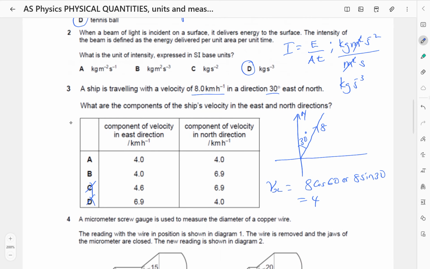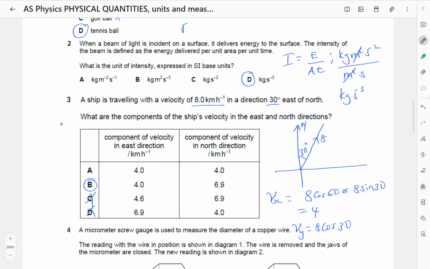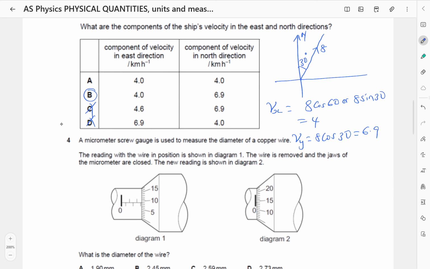Then in the north, it is going to be 8 cos 30. V in the north is going to be 8 cos of 30, and 8 cos 30 is 6.9. So our answer is going to be B.